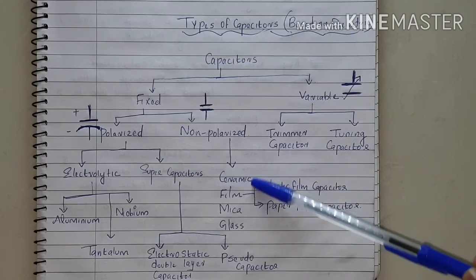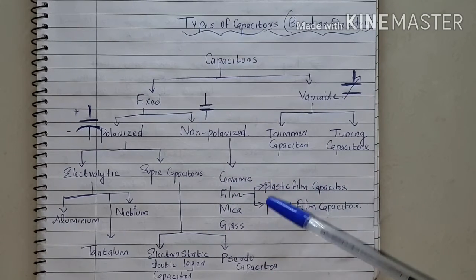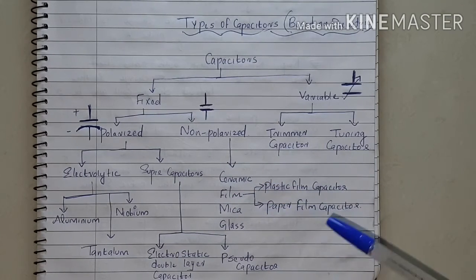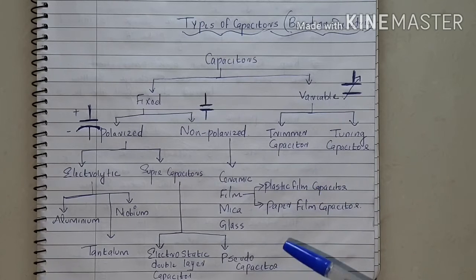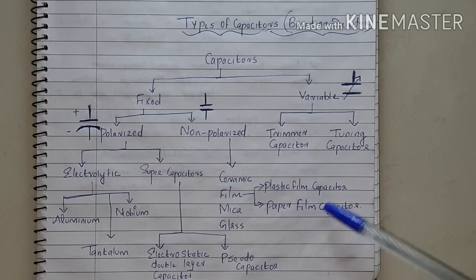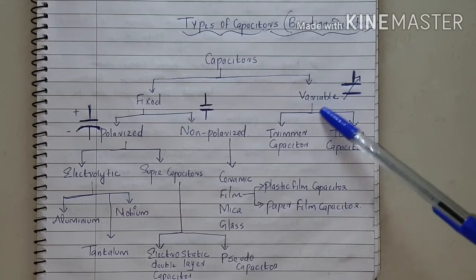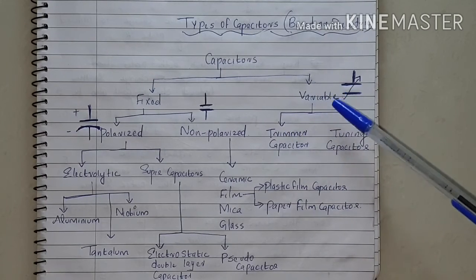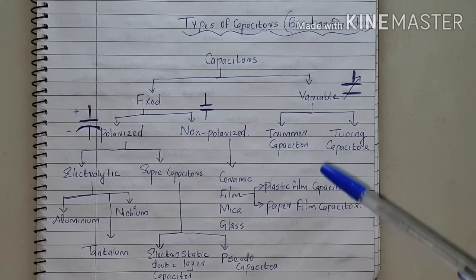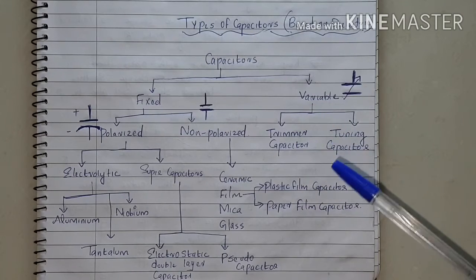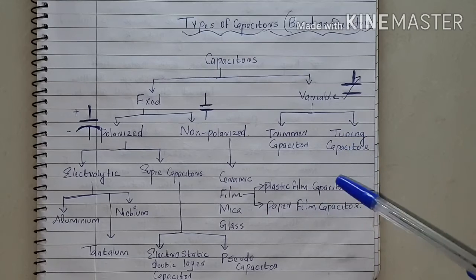And the film capacitor is again categorized into two types. One is plastic film capacitor and second one is paper film capacitor. And the second type of capacitor, that is variable capacitor, is classified into two types mainly. One is trimmer capacitor and second one is tuning capacitor.